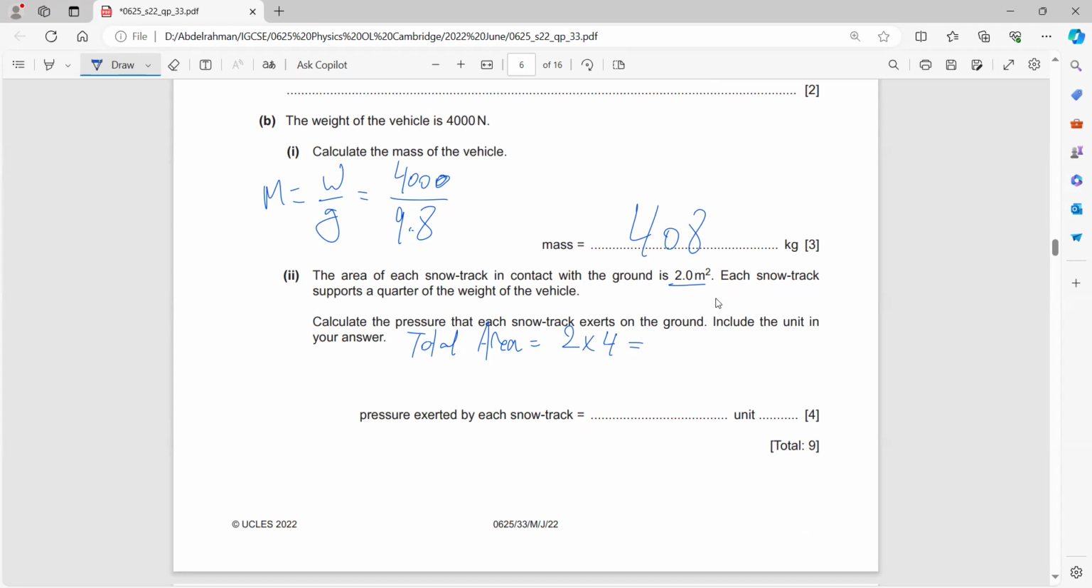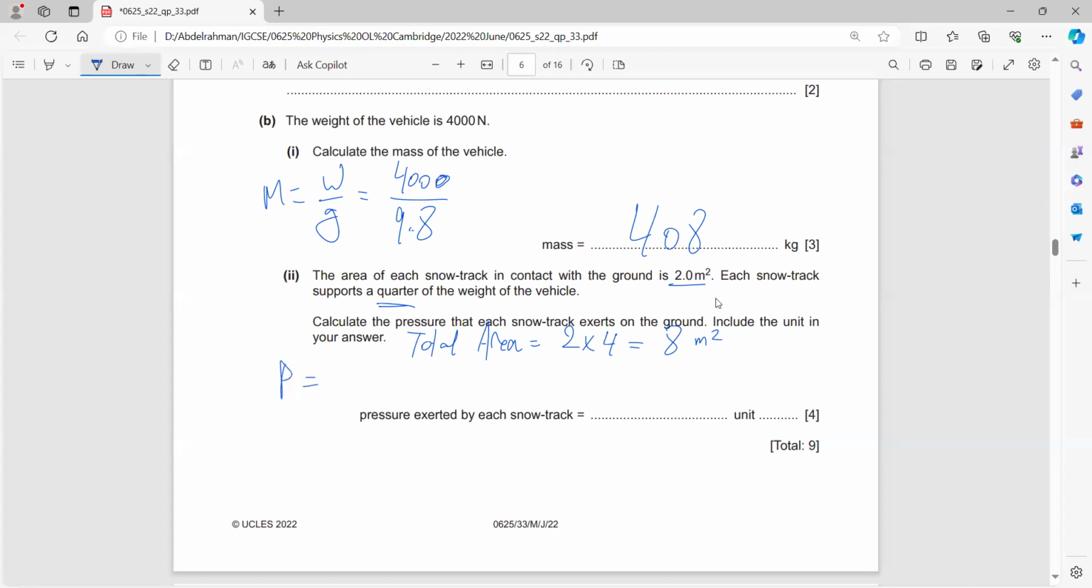He didn't say that it has 4 wheels. But look, each snow track supports a quarter of the weight. What do I mean by it supports a quarter of the weight? It means we have to have 4 of them to support the total weight. So your total area now is 8 meters squared.